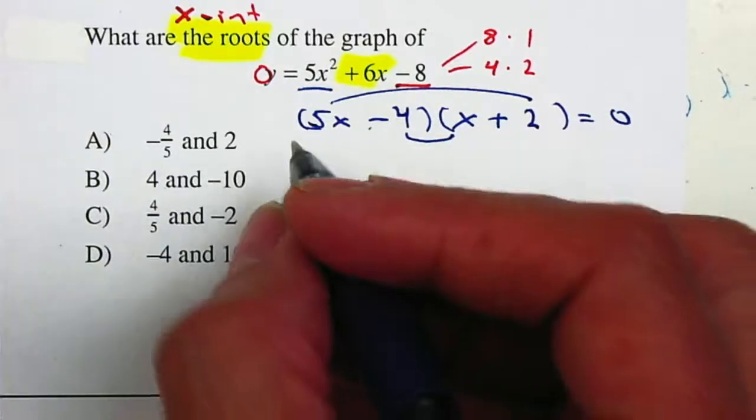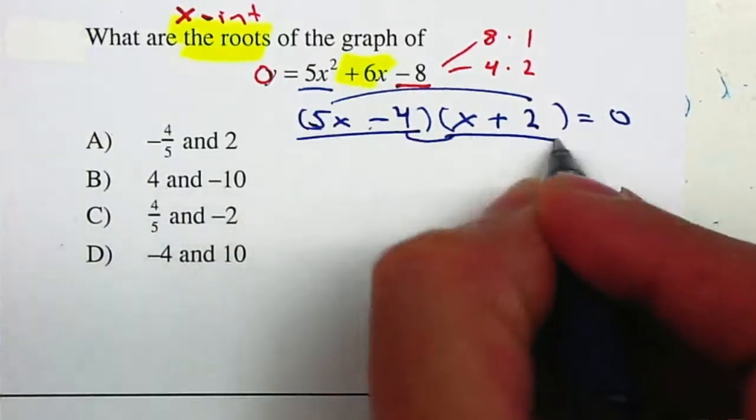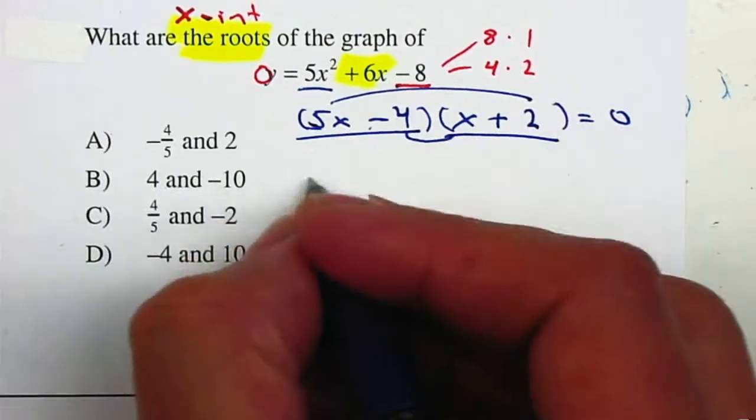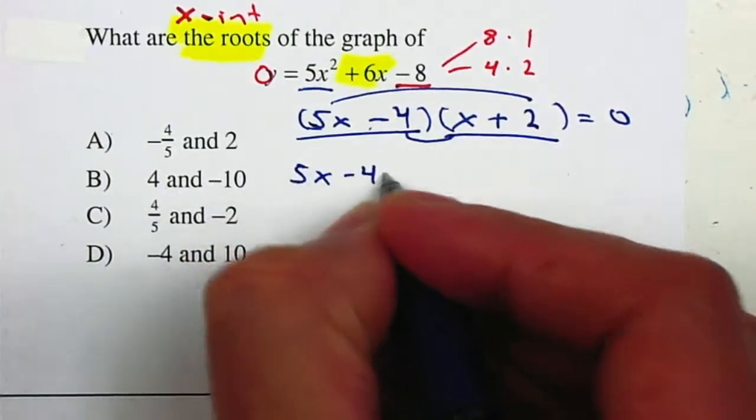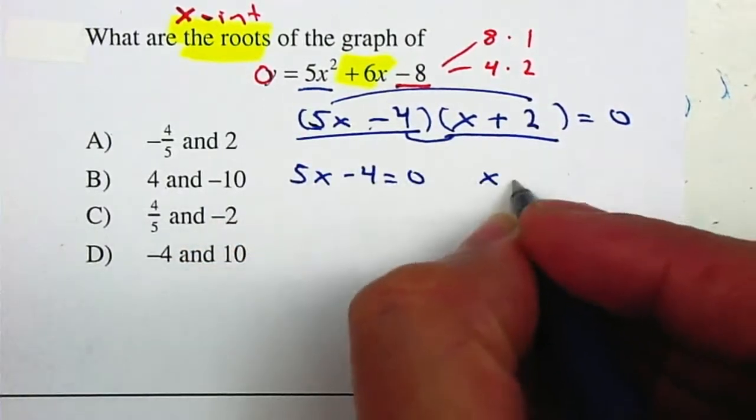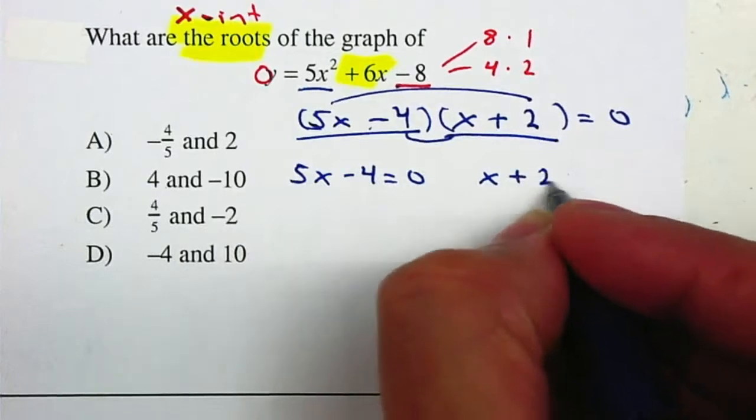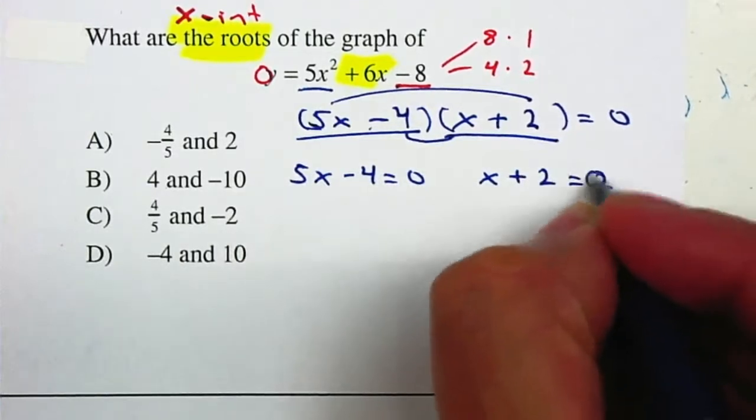From here, I'm going to use my zero product property. Since they're multiplying and they're equal to 0, my zero product property tells me that at least one of them should be equal to 0. Either 5x minus 4 equals 0, or x plus 2 equals 0.